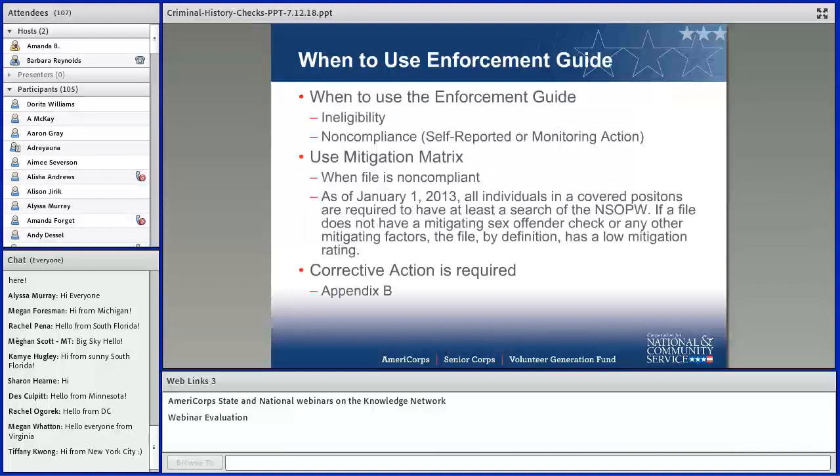All right, we're going to come back to that. So when do we use this enforcement guide? It's basically when you have cases of ineligibility or noncompliance, and that's noncompliance whether it's self-reported or it's a monitoring action. When do you use the mitigation matrix? When the file is noncompliant.